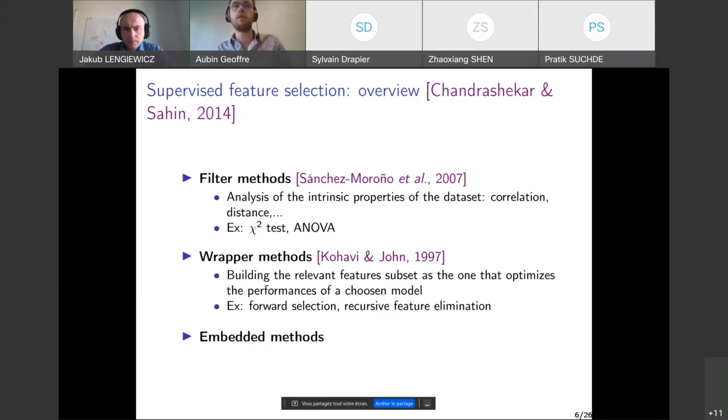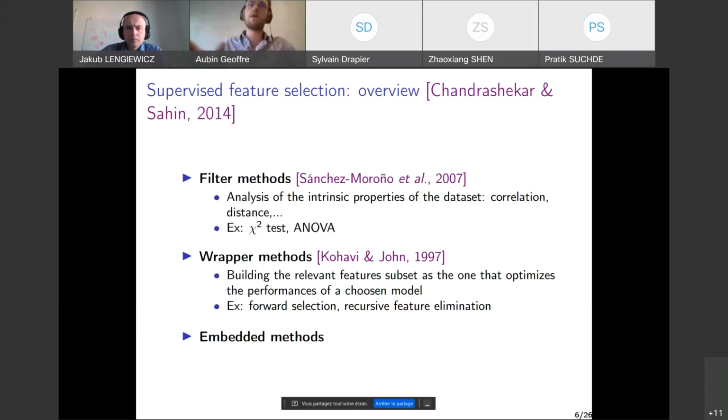If we look at the literature about supervised feature selection, then we can find three main methods for such problems: filter methods, wrapper methods, and embedded methods. Filter methods basically analyze the intrinsic properties of the dataset, such as distance or correlation. Here we can find a chi-square test or ANOVA and so on.